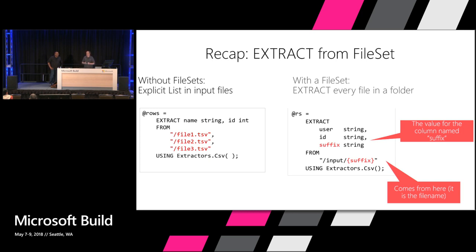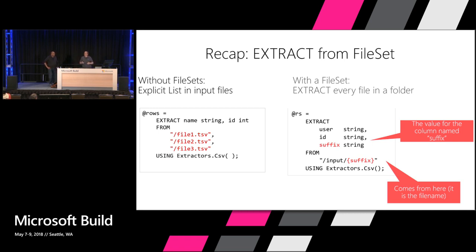Looks like a relational schema. It has key value pairs of column name, column type. The type is C#, which is kind of like one of the differentiations between USQL and other SQL dialects. And then you go and read from a file.